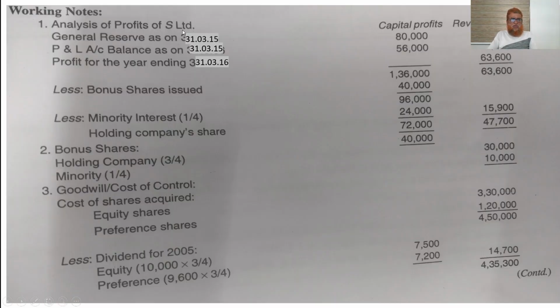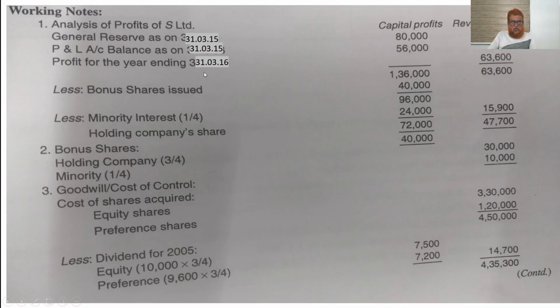See, analysis of the profit and loss account. This capital profit means pre-acquisition profit, revenue profit means post-acquisition profit. Both profit and reserve are taken together here. See, general reserve on 31/3/2015 opening, that is 80,000 given in the balance sheet. Adjustment also it is mentioned, date. Profit and loss account on 31/3/2015, that is beginning of the year, 56,000. These both are pre-acquisition because date of acquisition is 31/3/2015. On that date, this balance, that is pre-acquisition.